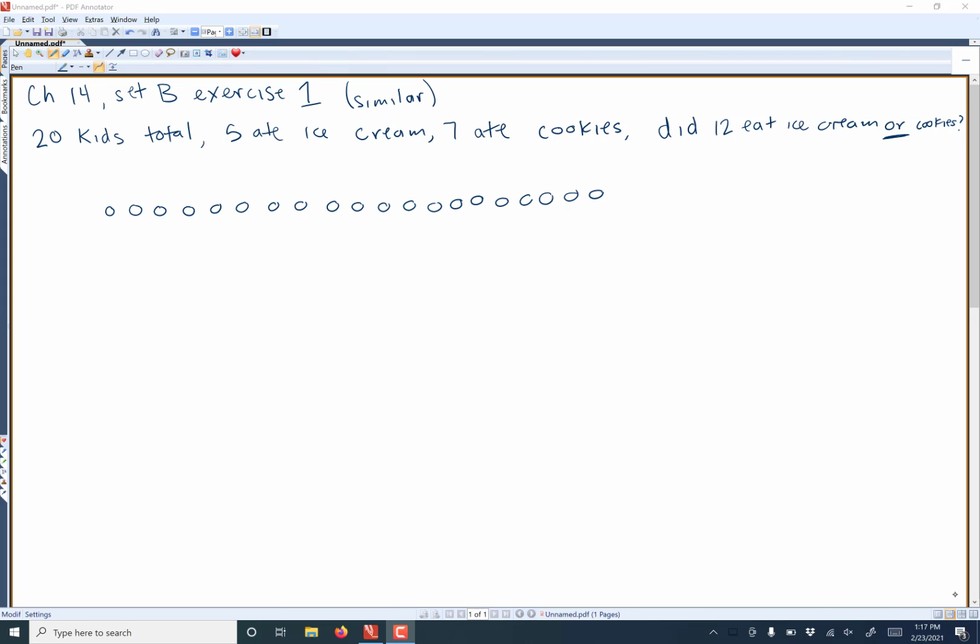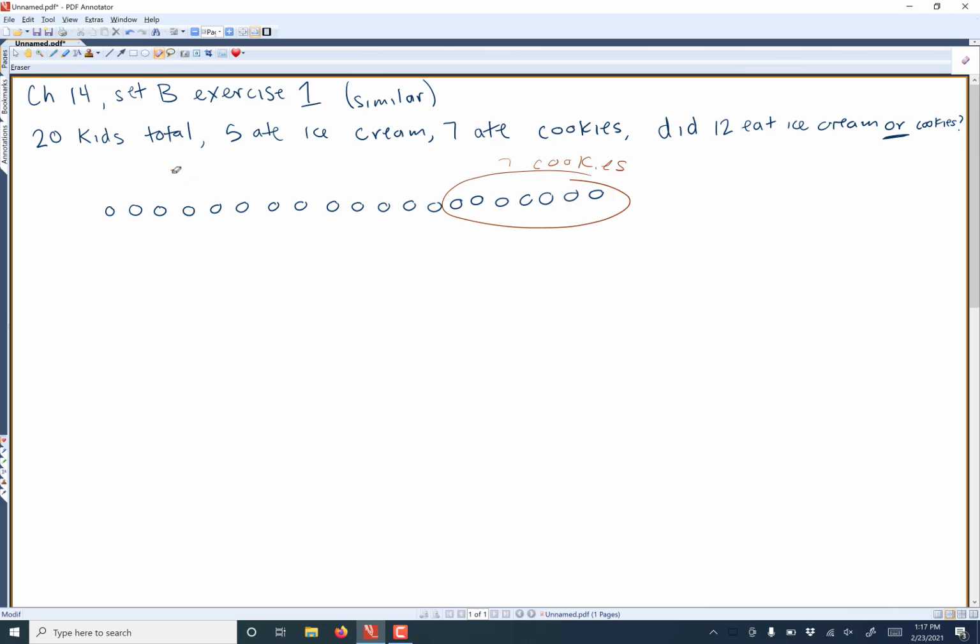Did 12 eat ice cream or cookies? Because it seems logical. We said 5 ate ice cream, 7 ate cookies. Does that mean that 12 ate ice cream or cookies? Well, the problem is there's a few different scenarios that could have happened here. You could have had like these 5 students that ate ice cream, and then you could have had a different 7 that ate cookies. And in that case, yes, there were 12 kids that took one of those desserts.